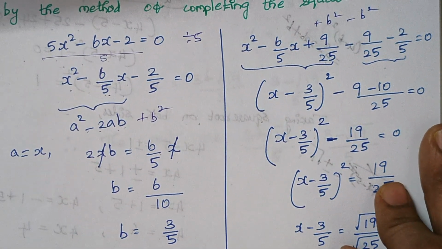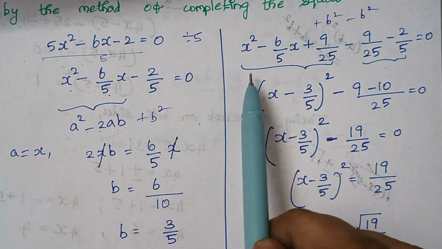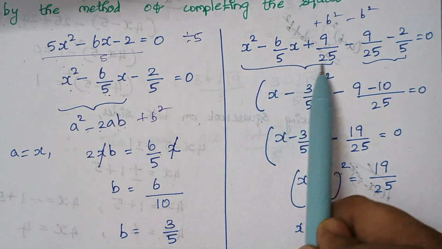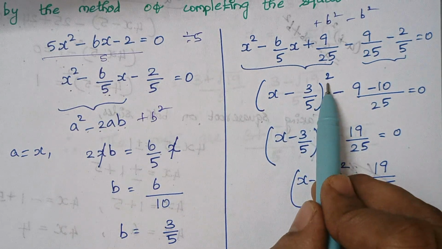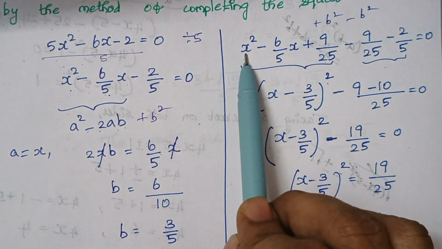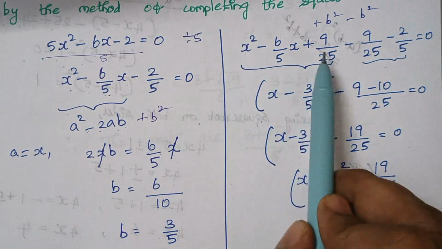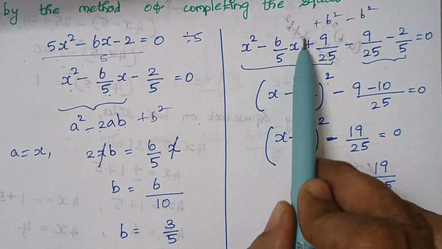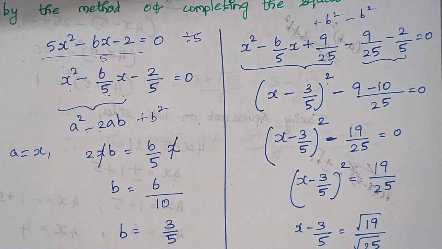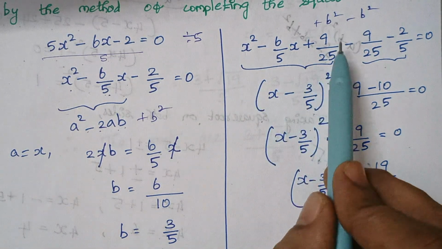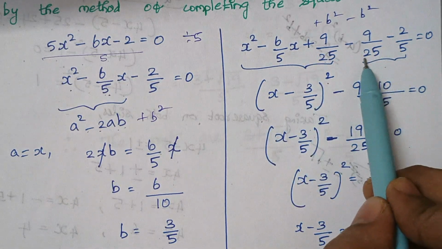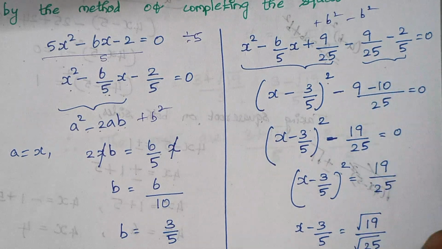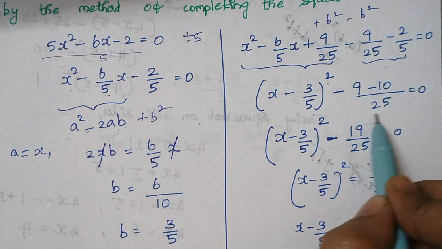So now I am going to combine the terms. When you combine these three terms, we can write this expression as x minus 3 by 5 the whole square. Because this is x square, so this is a square and this is plus b square and this is minus 2ab. Right. So we are combining these three terms as x minus 3 by 5 the whole square and I am combining, that is I am taking LCM for these two terms. So here it is 25.